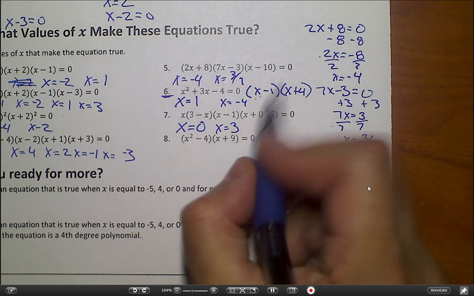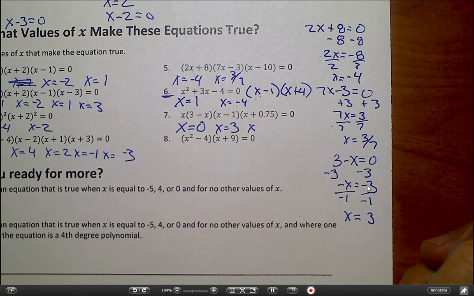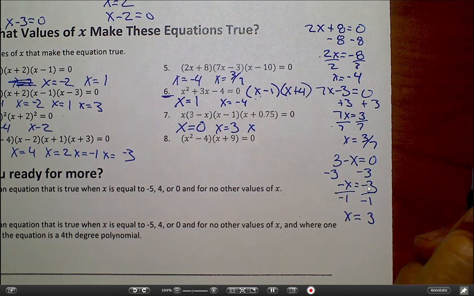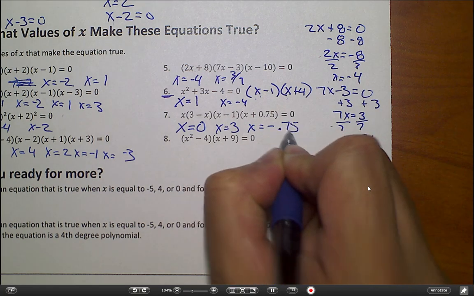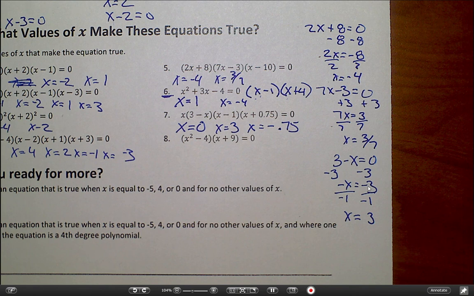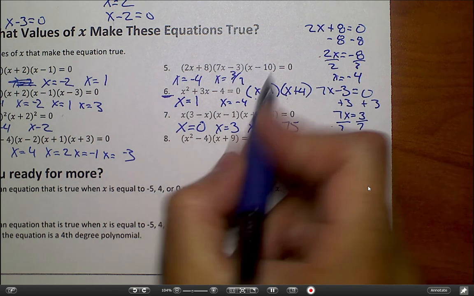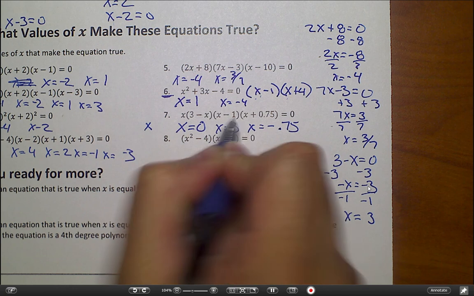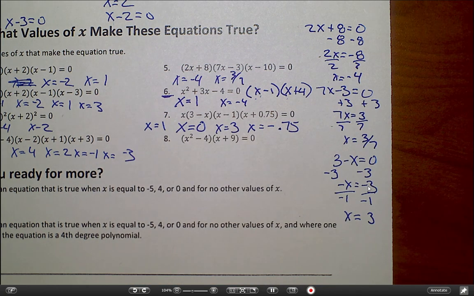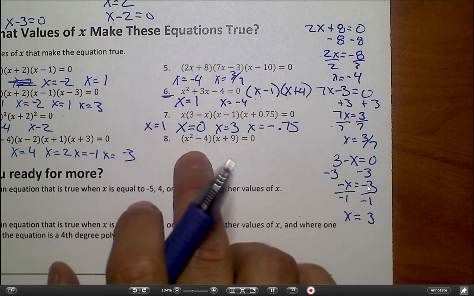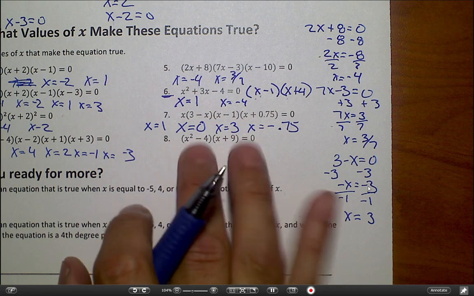Next one is going to be x minus, negative 0.75. Yep, 0.75. Very good. And I forgot that x minus 1, right? Okay, thank you. So x equals 1. There we go. Thank you. All right, so now this next one right here, which is kind of confusing.